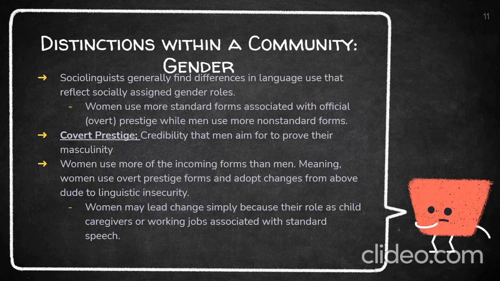Women use more of the incoming forms than men, meaning women use overt prestige forms and adopt changes from above due to linguistic insecurity. This means that women will change the type of language they're using, and it'll have more influence on society as language evolves, because women have a larger role in a child's development, and they also work more jobs associated with standard speech, such as teachers and caregivers. So they have more influence on a developing child and how they're going to process language and use it themselves.